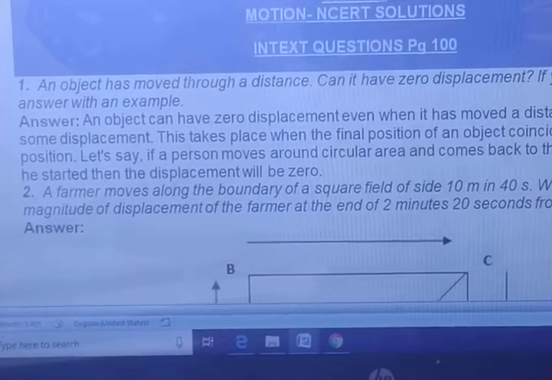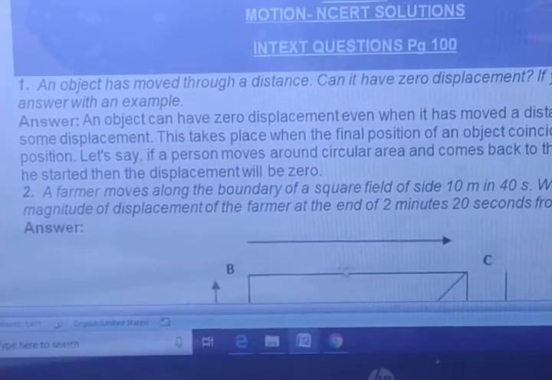Here there are some in-text questions, as you can see in your NCERT textbook, page number 100. An object has moved through a distance. Can it have a zero displacement? If yes, then support your answer with an example.